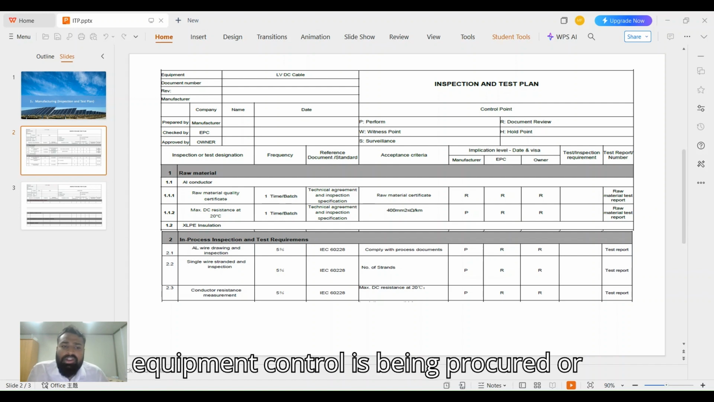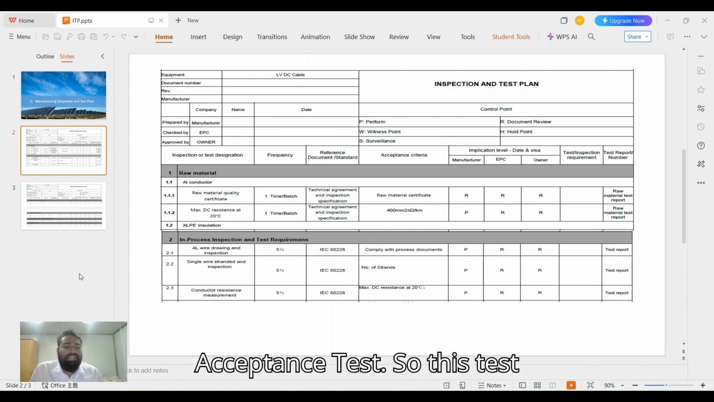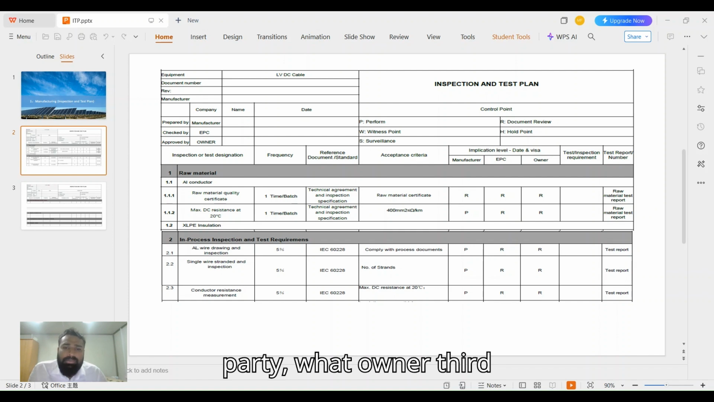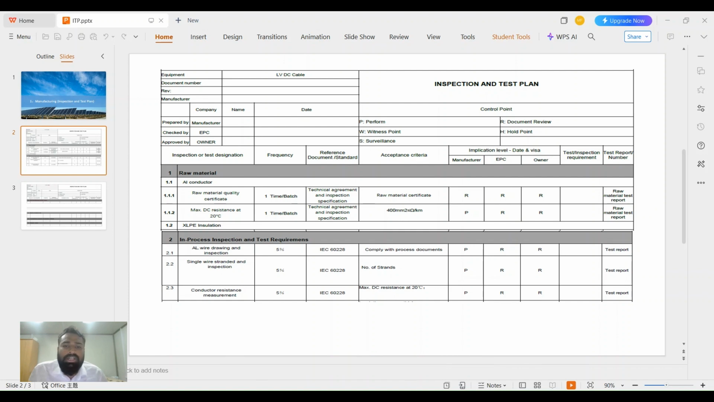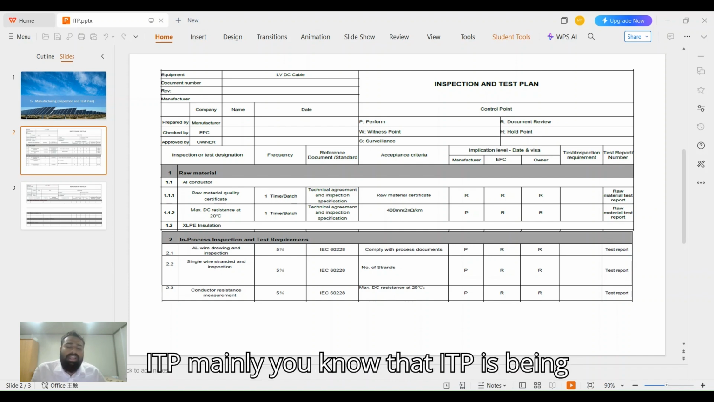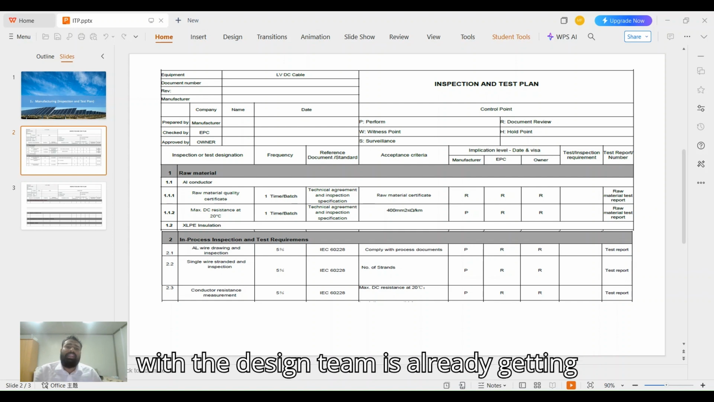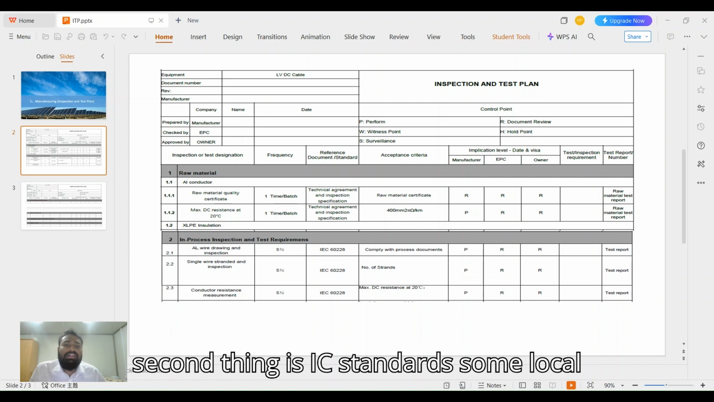Once the manufactured equipment control is completed, we move to the FAT, the factory acceptance test. This test is where the EPC third party, the owner third party, and the manufacturer's quality assurance team jointly inspect and give clearance on the test being performed as per the standards, the requirements, and the conditions set by the vendor documents or design. The ITP is baselined, referenced, and referred from the vendor documents, which the design team has already coordinated and had approved by the owner design team with the technical specification. The second thing is IEC standards and some local standards.